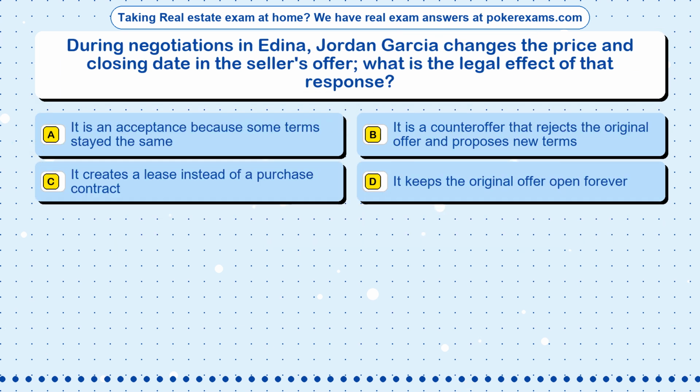Question 46. During negotiations in Edina, Jordan Garcia changes the price and closing date in the seller's offer. What is the legal effect of that response? Option A. It is an acceptance because some terms stayed the same. Option B. It is a counteroffer that rejects the original offer and proposes new terms. Option C. It creates a lease instead of a purchase contract. Option D. It keeps the original offer open forever.